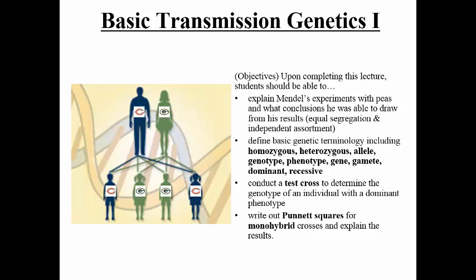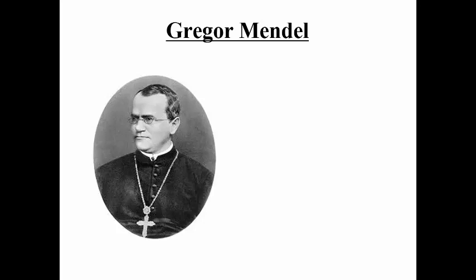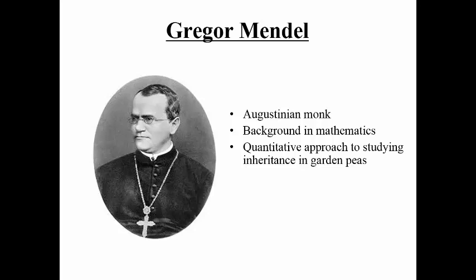When we talk about genetics, we have to really focus on one individual to start the discussion. And this is an early scientist who's also a monk by the name of Gregor Mendel. And he was an Augustinian monk, lived in Europe in the 1800s, had a very strong background in mathematics. And this allowed him to develop a very quantitative approach to studying his model organism, something called the garden pea, something that had not existed before.